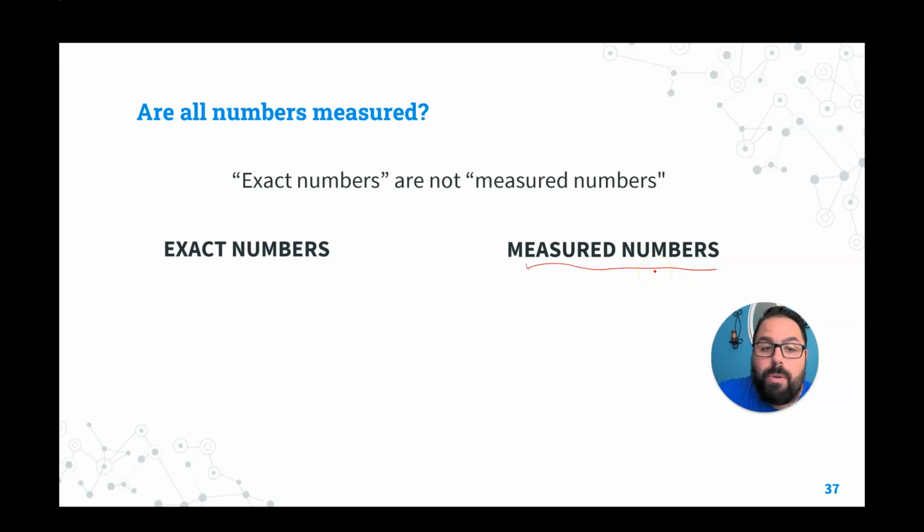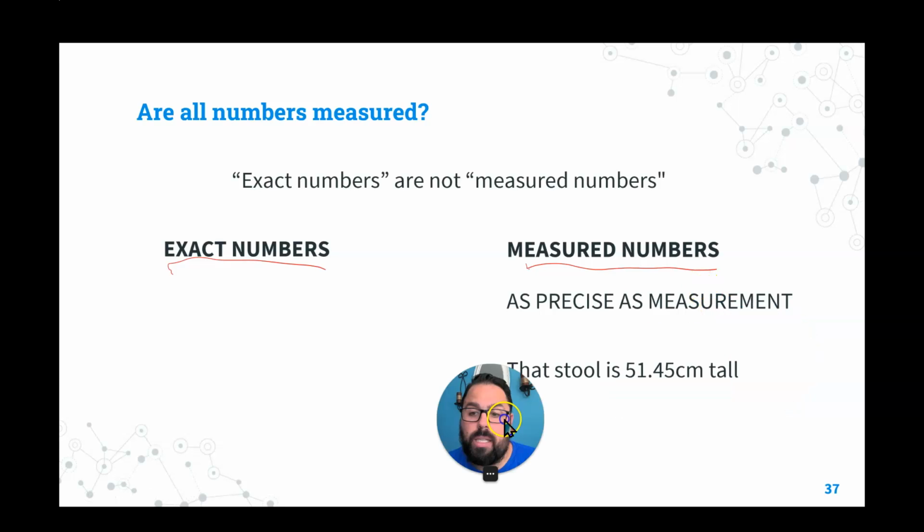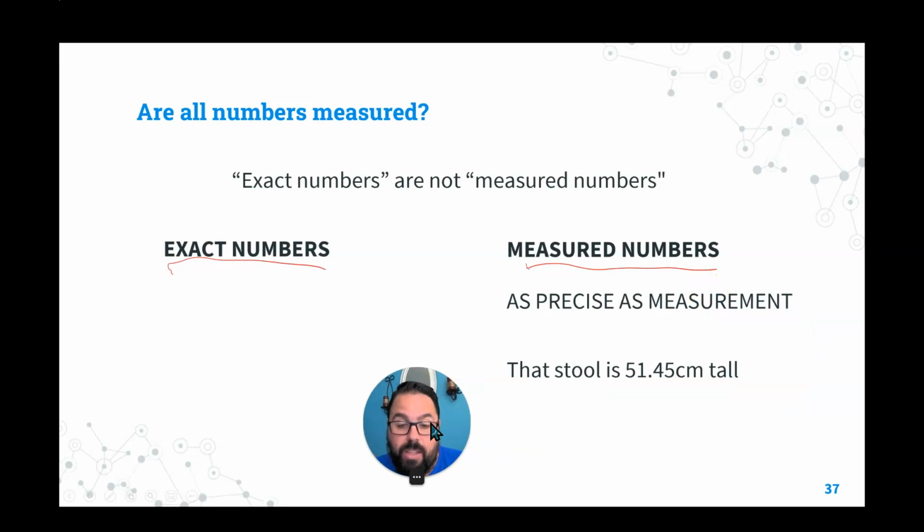There are actually 2 different kinds of numbers. We're going to look at measured numbers and exact numbers. The main difference is measurements are as precise as you can measure to. That's the second thing measured numbers tell you, right? How precise it is. How many decimal points you give tells you how precise that measurement was. So I can say the stool is 51.45 centimeters.